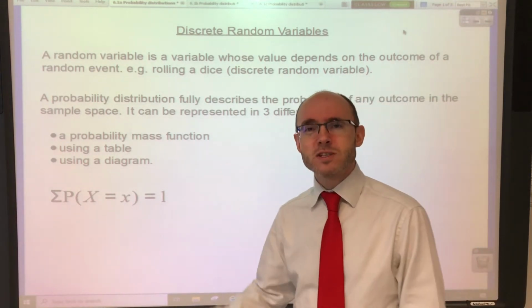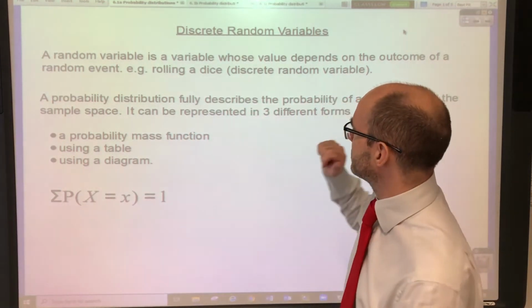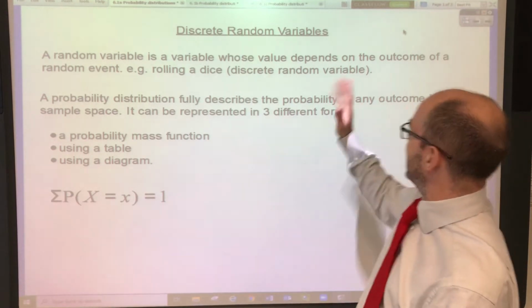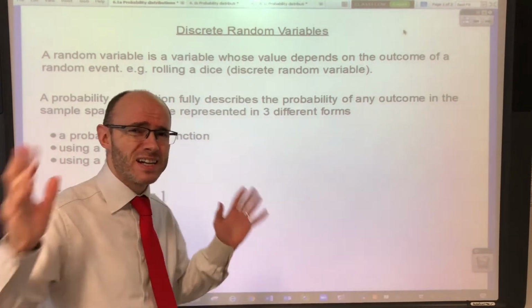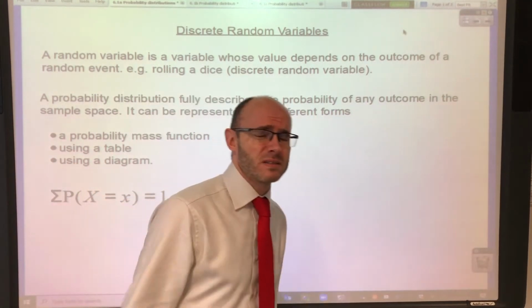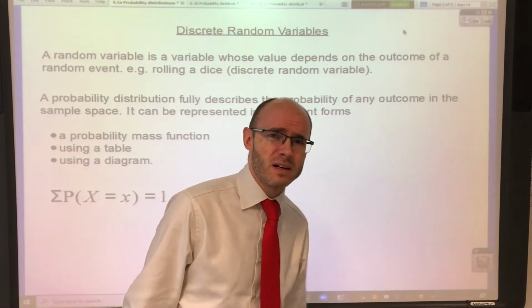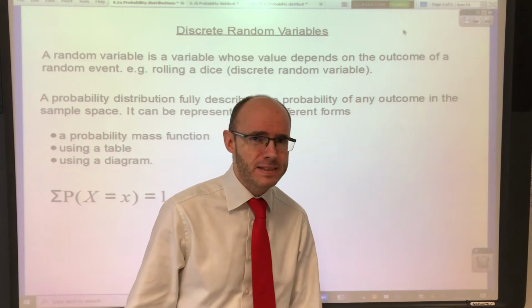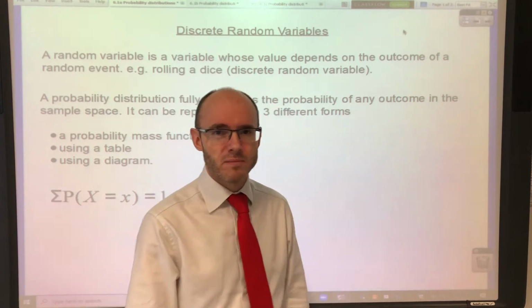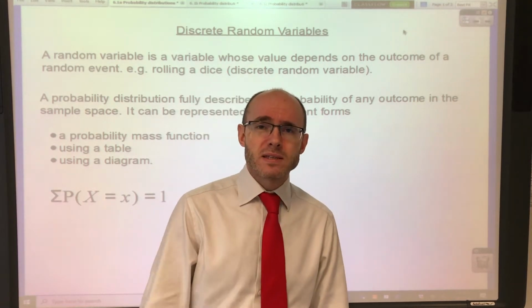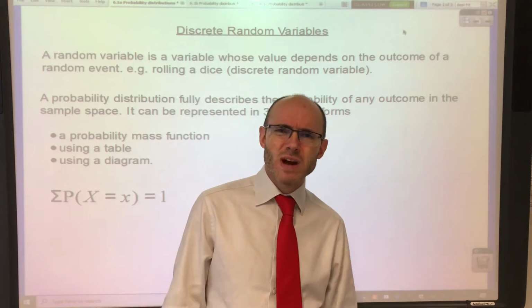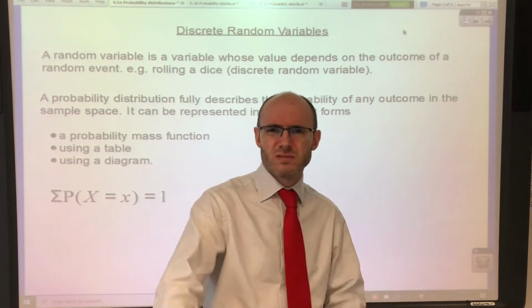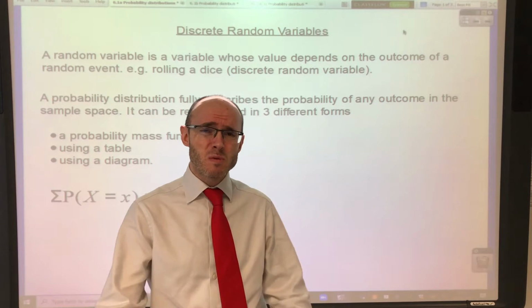Right, discrete random variables. What are these? Random variables are values that depend on a random event. Give an example of a random event: rolling dice, picking a card from a pack of playing cards. These are all events where it's random, because we don't know what's actually going to happen. Something that's not random would be predicting what day it's going to be tomorrow. We know what day it's going to be tomorrow. So you're dealing with random events.